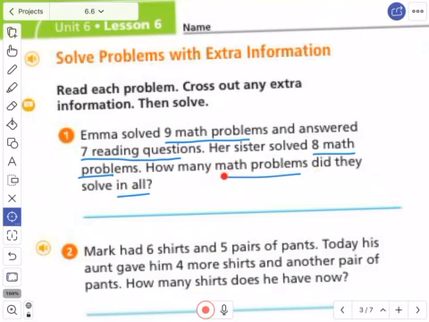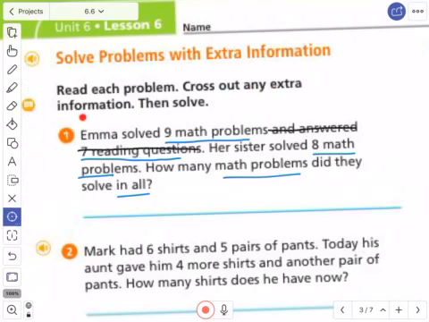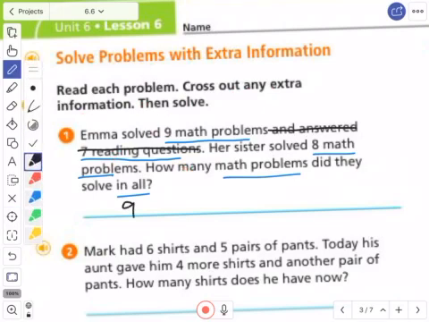Because that's going to be a big clue. What says math? Well, the part that I don't need to know is the reading. So I can cross that off: and answered 7 reading questions. I can even cross off the word "and answered." I don't need to know about the 7 reading questions. That's what you're going to do, because it says cross out extra information, then solve. Emma solved 9 problems. Her sister solved 8. How many in all? Well, 9 plus 8 equals 17 problems.